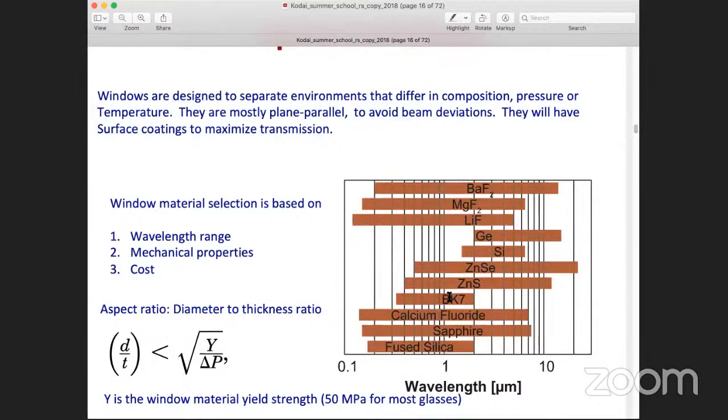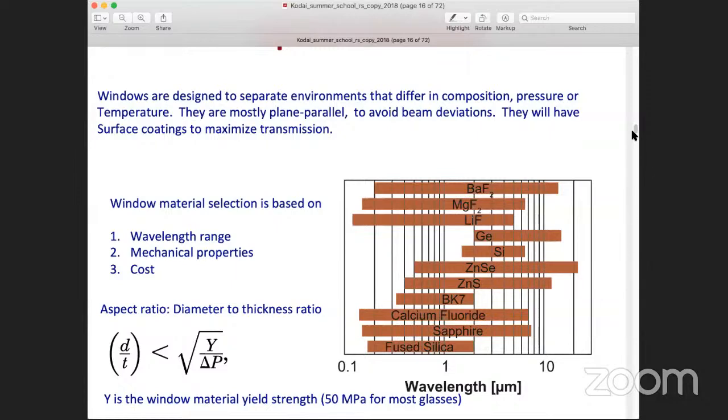There are different kinds of optical windows used depending upon the wavelength of interest: barium fluoride, magnesium fluoride, lithium fluoride, germanium, silicon. So many, and each has specific windows where it can be used, depending on the wavelength range, the mechanical properties and the cost.